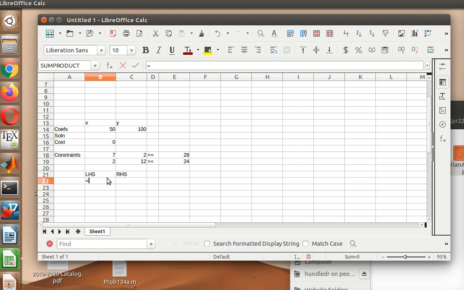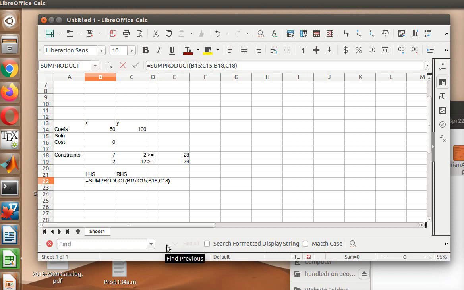So this is my first constraint. It's going to be another sum product. And how am I going to actually compute my constraint? The dot product is between my solution x, y and the constraint coefficients 7, 2. So the x, y is coming from B15, C15 again. So B15, C15. And then the coefficients for the constraints are 7 and 2, which is B18, C18.